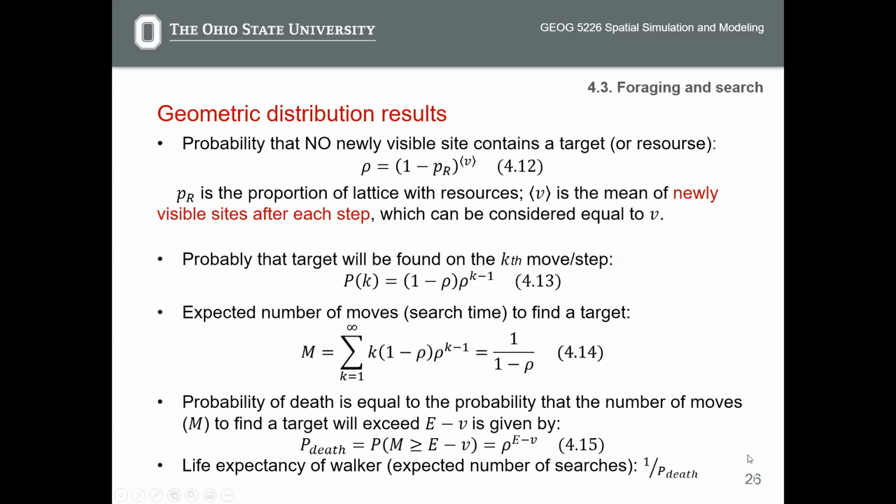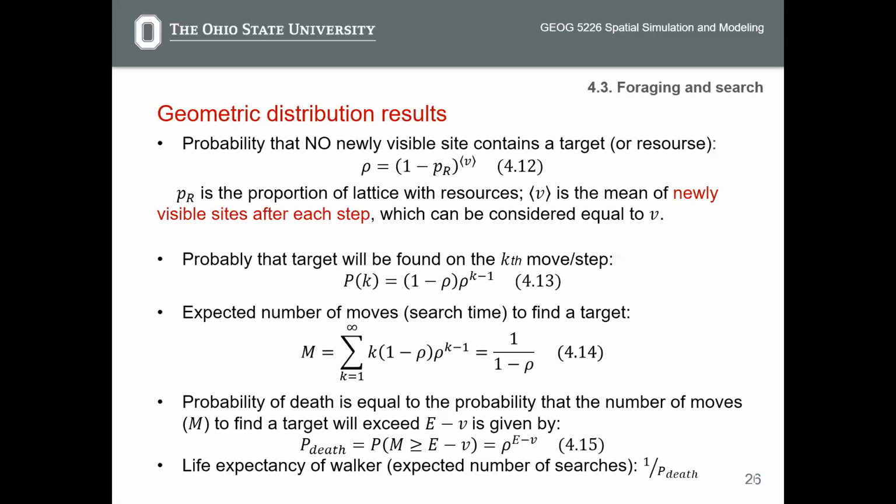What is a search? A search is a successful finding of food. For example, the walker is standing at a specific cell right now. And after the last step, there are some newly seen sites within your vision right now, right? And the walker just found that one of the cells seen after the previous step has food. So it will go directly to that location to get the food.